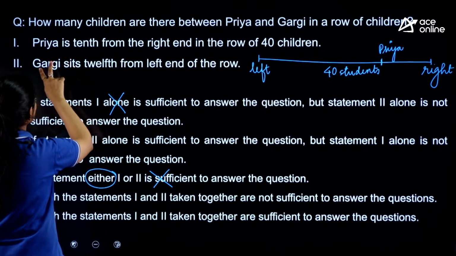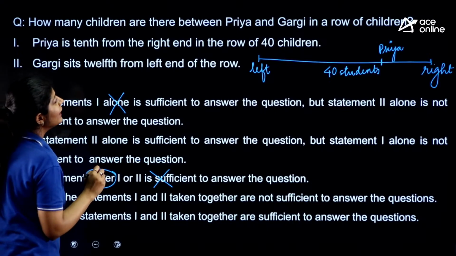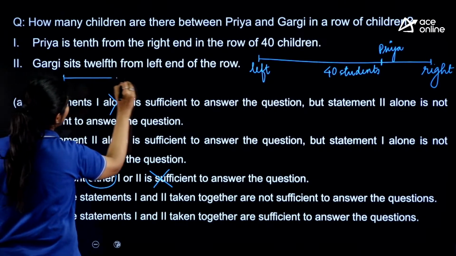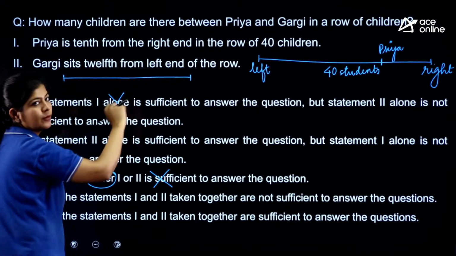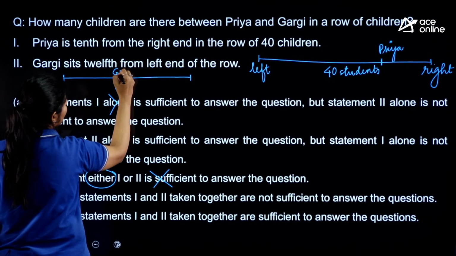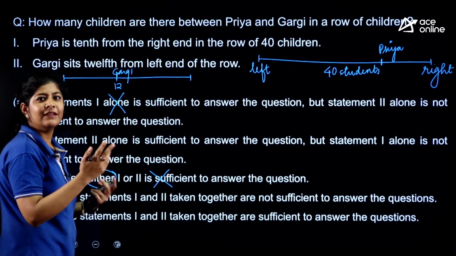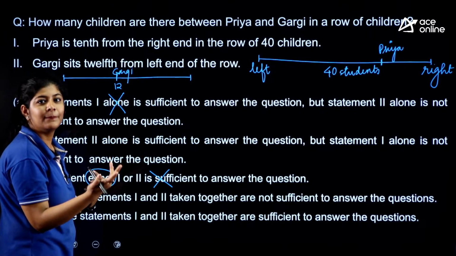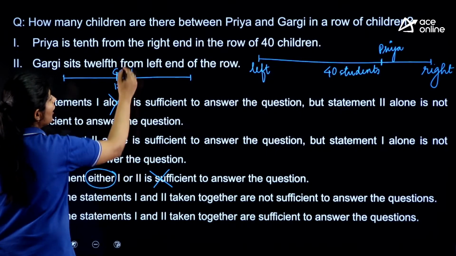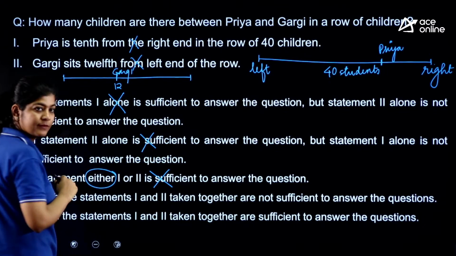Now we need to check the second one. The second one says that Gargi sits 12th from the left end of the row. Now, let's suppose this is my total row and Gargi is 12th, right? But we don't know how many students there are, and what the gap is between Priya and where Priya is, right? So with the second alone as well, we are not able to answer the question, right?